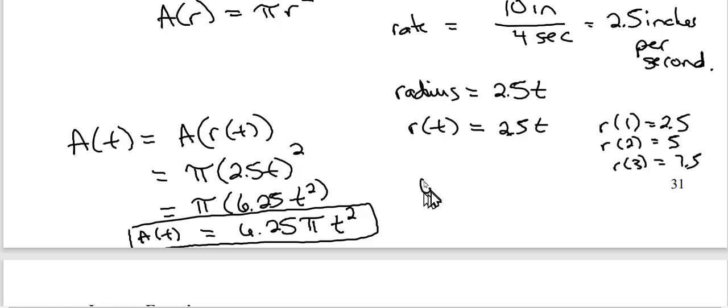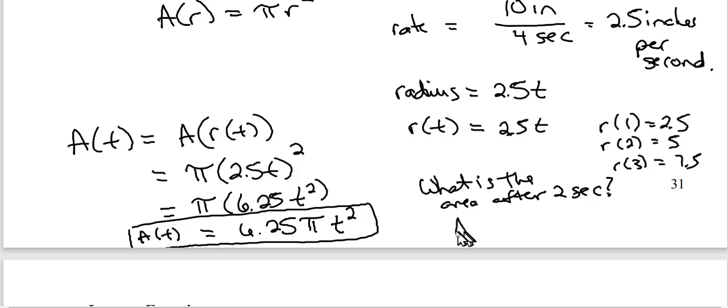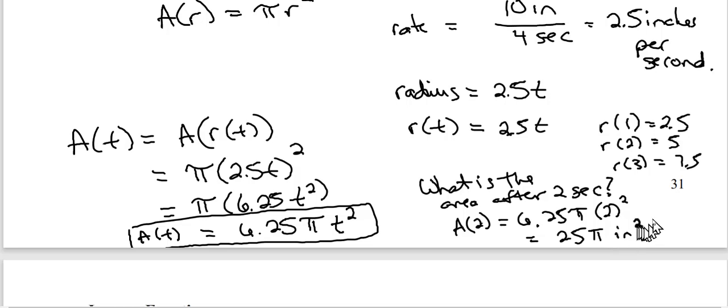Meaning, if I wanted to know what the area of the circle is after 2 seconds, I could say A of 2 is 6.25 pi times 2 squared, which is 4, that'd be 25 pi. Okay, 25 pi square inches, right? We're talking about area in inches, square inches. Cool, I like that example.